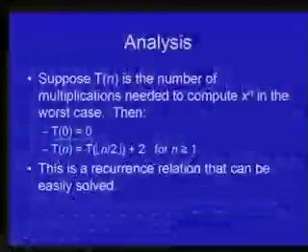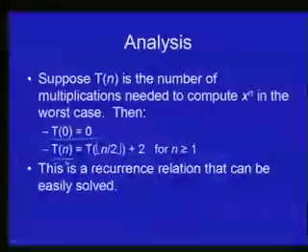And to compute x to power n, what we need to compute is x to power n by 2 and then square it, and if n happens to be even, that's the answer, and if n happens to be odd, then we have to multiply it once again by x. So how many multiplications are needed?